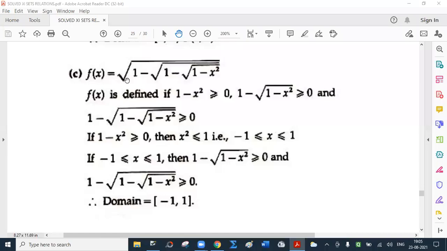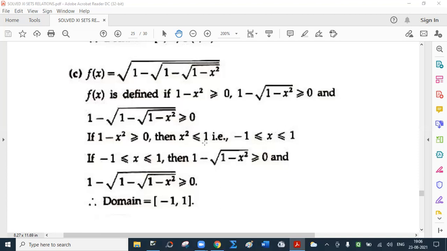C part, f of x is root of 1 minus root of 1 minus root of 1 minus x square. See, it is defined if 1 minus x square is greater than or equal to 0. Basically it is root of 1 minus of this. So this 1 minus root 1 minus x square should again be greater than or equal to 0. And finally, it is root of what? 1 minus this. So 1 minus root of 1 minus root 1 minus x square should be greater than or equal to 0. Now 1 minus x square greater than or equal to 0 means x square less than or equal to 1.